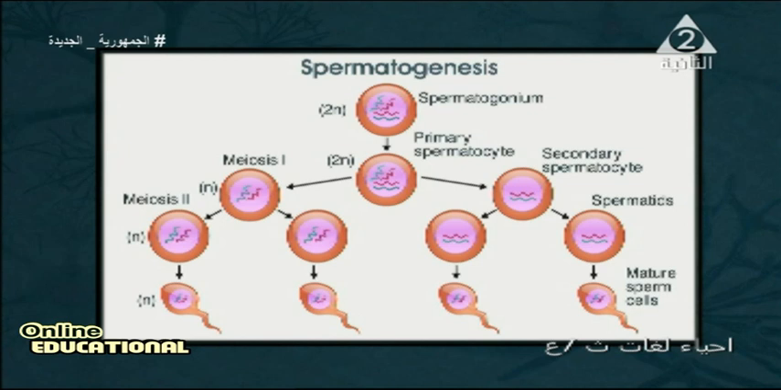Spermatogenesis starts with 1 cell and ends with 4 cells. Each one of the 4 cells contains haploid number of chromosomes.